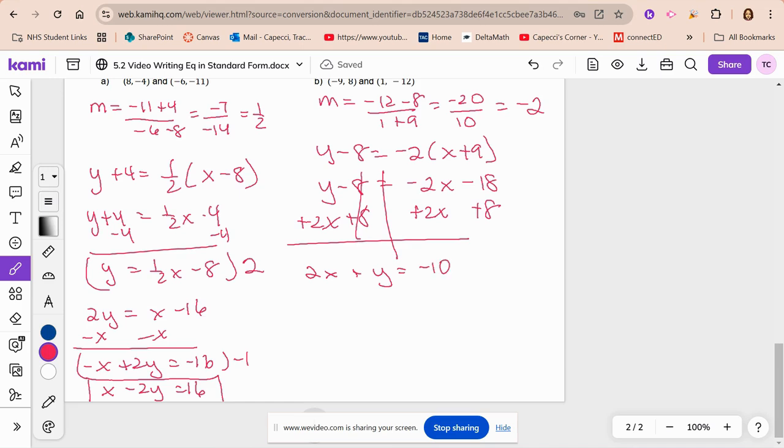So I don't have any fractions or decimals. My a value is positive. So that is my final answer in standard form.